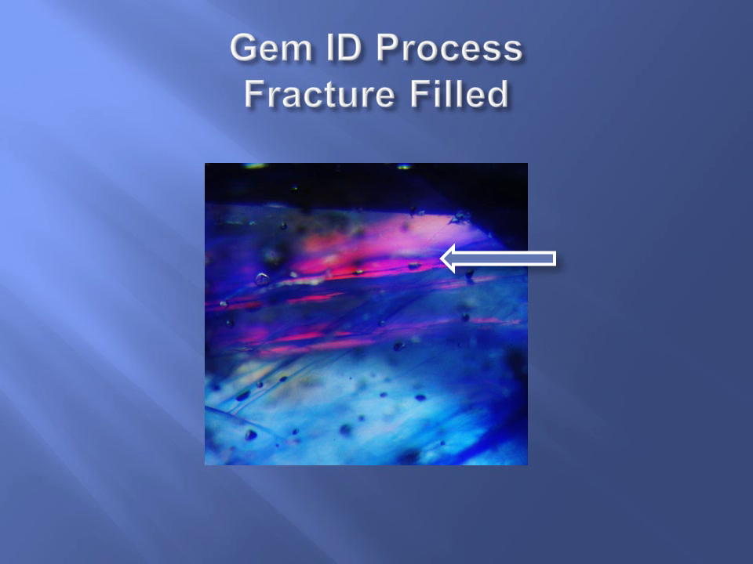Fracture filling has become common practice in rubies and sapphires. What we look for is this red color. If we rock the stone backwards and forwards, the red will go on and off. Another indication of fracture filling is bubbles.